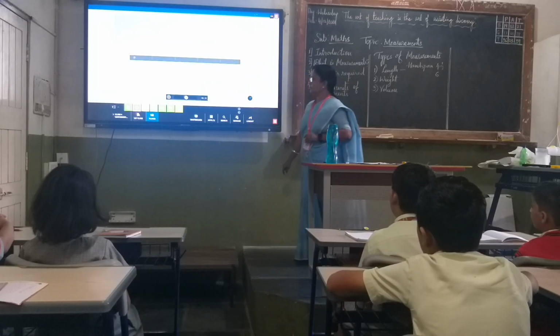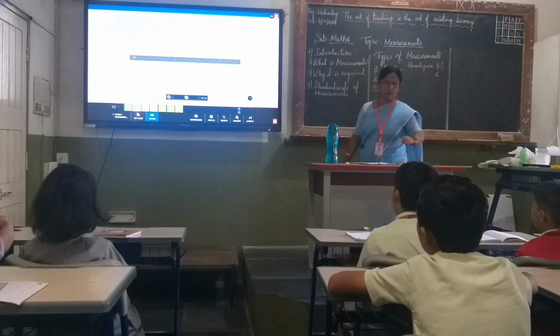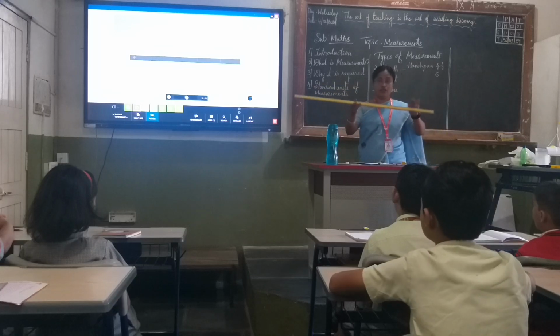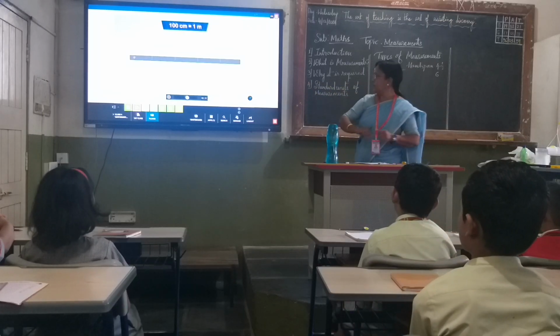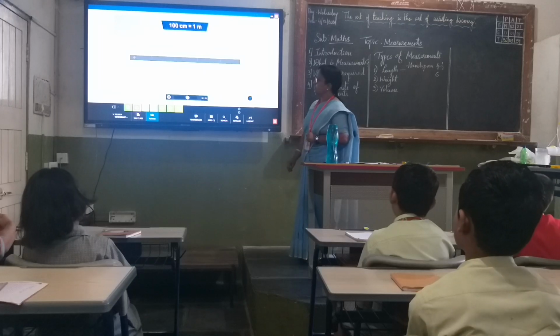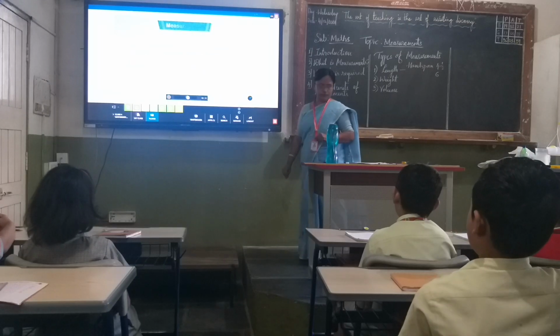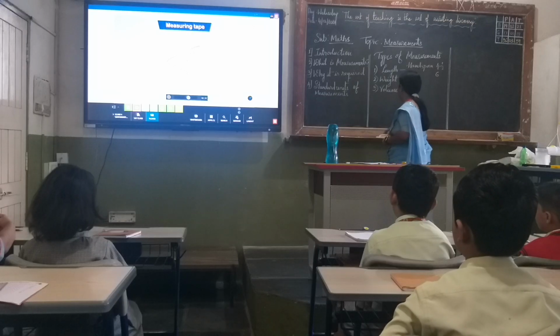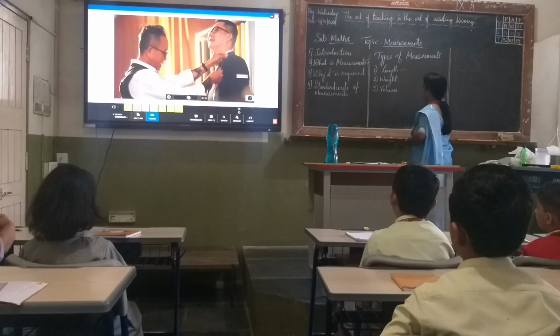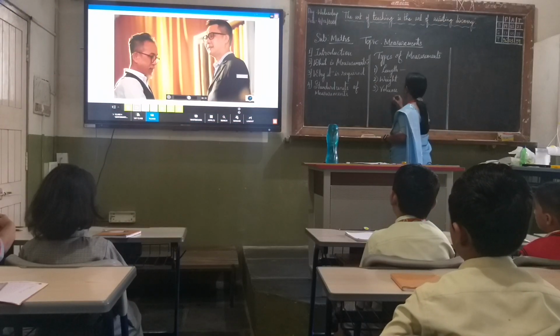Have you seen shopkeepers using a long scale-like object to measure cloth? It is called a meter rod. 100 centimeters make 1 meter. So a meter rod measures 1 meter. A measuring tape has markings from 0 to 150 centimeters. The measuring tape is used by tailors to take measurements.